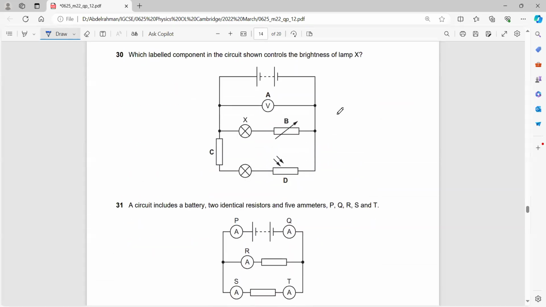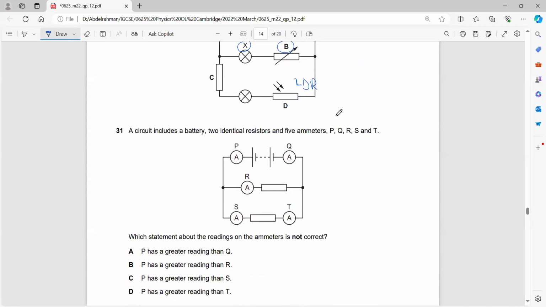Which labeled component controls the brightness of X? Quite easy. A lot of you might say D, because D is an LDR, so it has to do with brightness, but D has nothing to do with X. To control the brightness in X, you need to vary the resistance in the variable resistor, which is B.